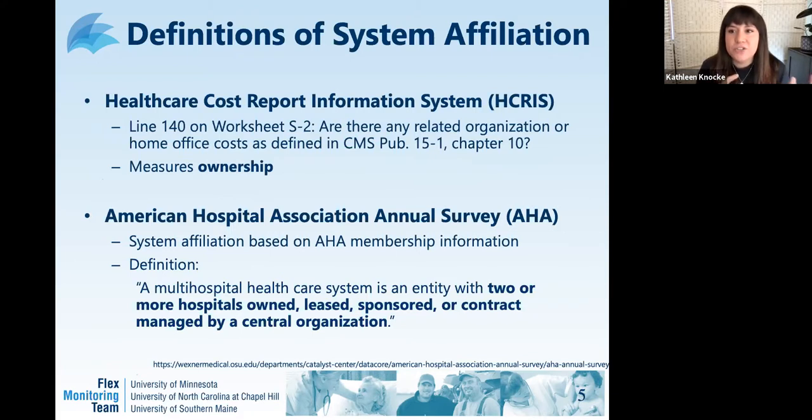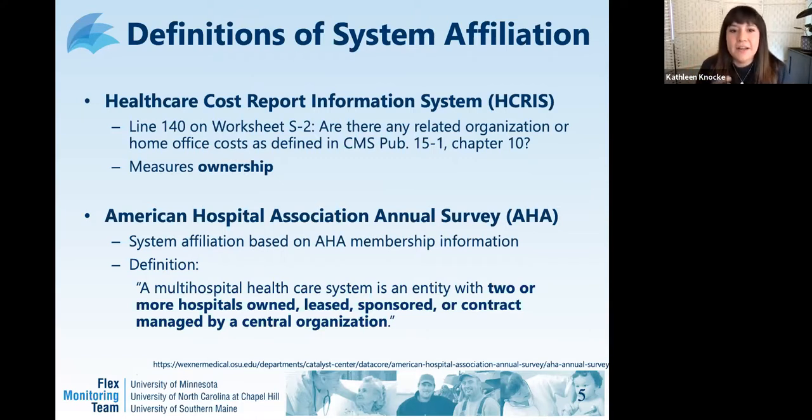From the HCRIS, which is the Healthcare Cost Report Information System, I'll be going by HCRIS for this presentation, we pulled line 140 from the worksheet S2, which specifically asks about home office costs. That is actually going to be a measure of ownership. So whenever we talk about the HCRIS system affiliation variable, what we're really talking about is ownership.